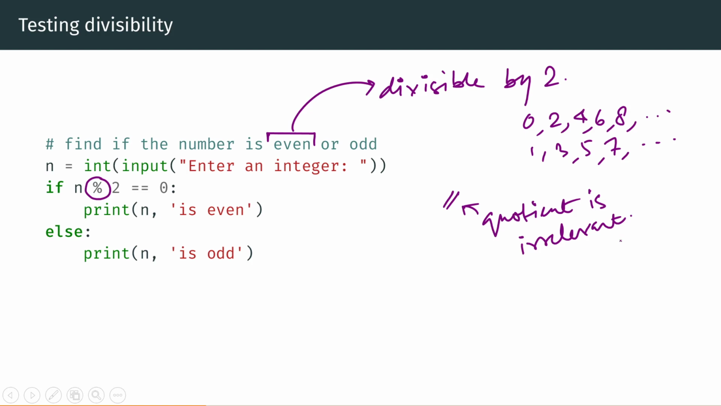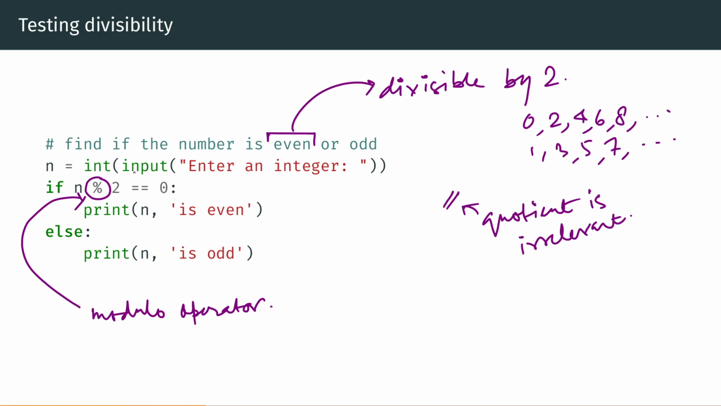We do not care about the quotient. All we care about is the remainder right here. And what gives us the remainder? This modulo operator. And this will give us the remainder when that number is divided by 2, right?